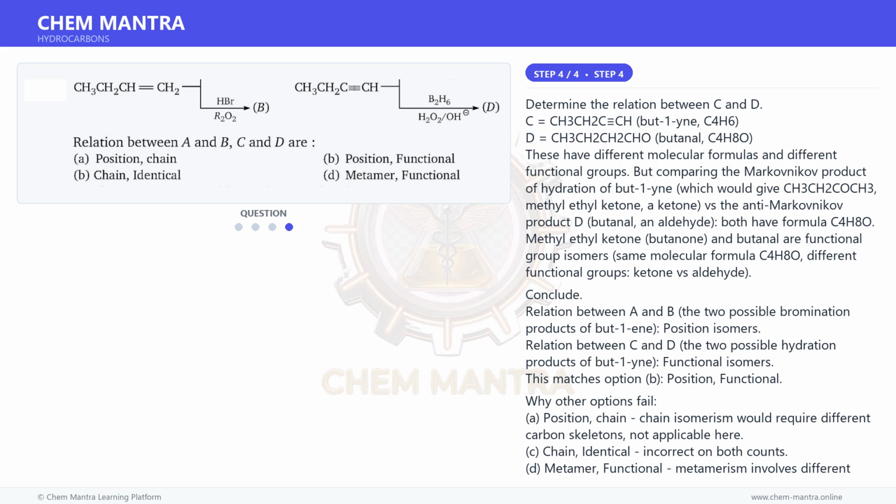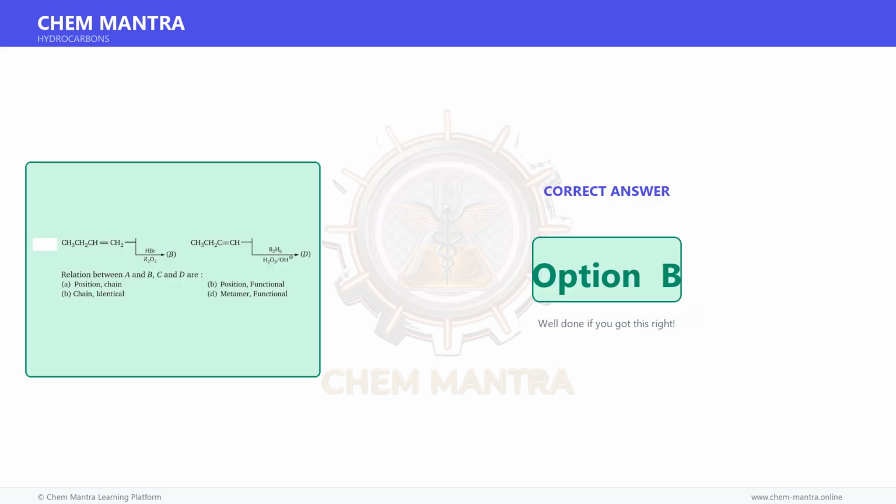Why other options fail? A. Position, chain: isomerism would require different carbon skeletons, not applicable here. C. Chain, identical: incorrect on both counts. D. Metamer, functional: metamerism involves different alkyl groups on the same functional group, not applicable to the AB pair. Therefore, the correct answer is option B.